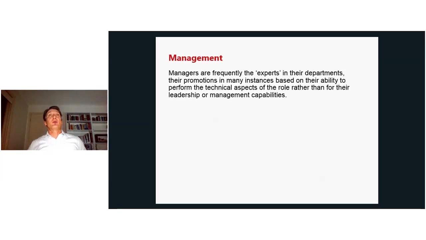I've touched on this, so I won't dwell, but managers are often the experts in their department. Quite often their promotion is based on their ability to perform the technical aspect rather than their leadership or management capabilities. And that's the dilemma that we have in Australia. We quite often end up working for managers that in actual fact are not particularly good managers because they haven't had that formal coaching or formal training, or haven't done a diploma or the like in management. So as I said, I think some of that's shifting a little bit, but quite often the way to greater income is through managing others.